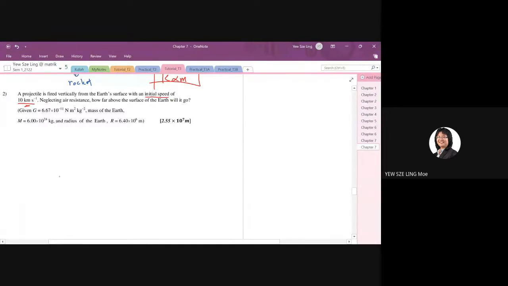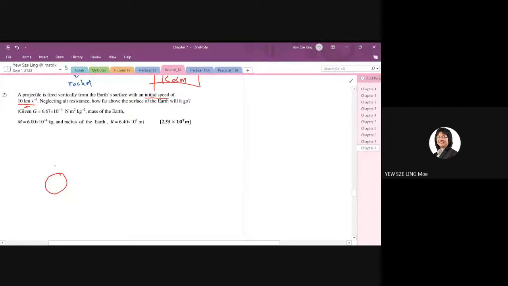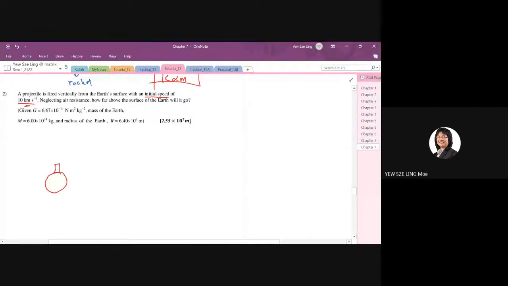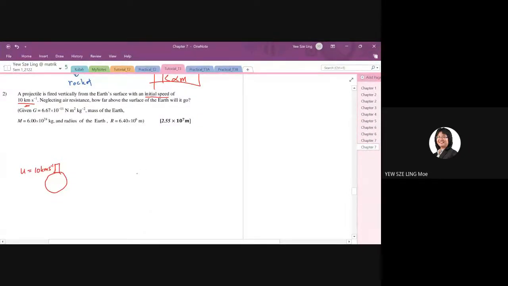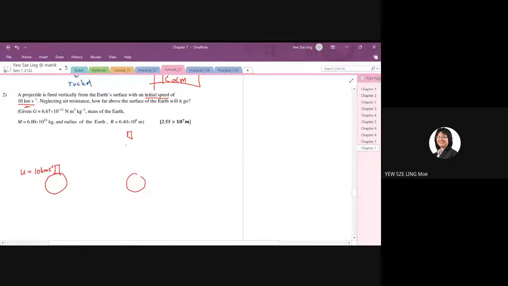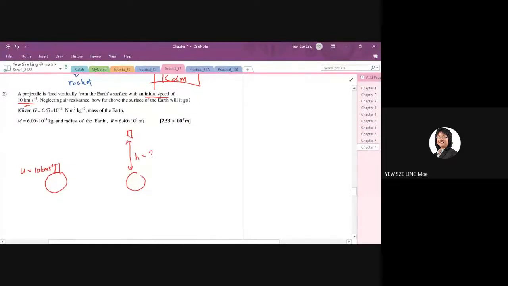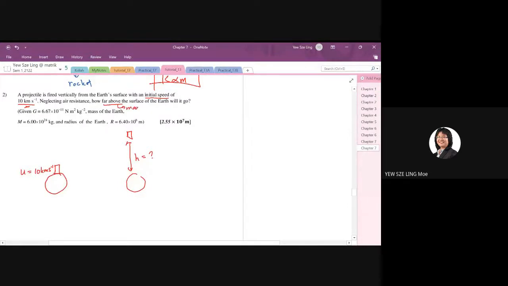So now we have the Earth, and then you have a projectile. Let's say your object is located here. The initial speed u is equal to 10 km s^-1. You want to find out the final height that it can go, what is h? If you look at this question, there's a piece of hidden information. How far above means it is talking about maximum height.